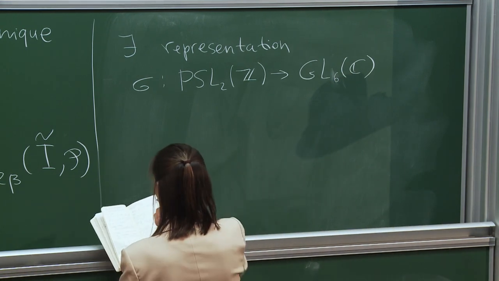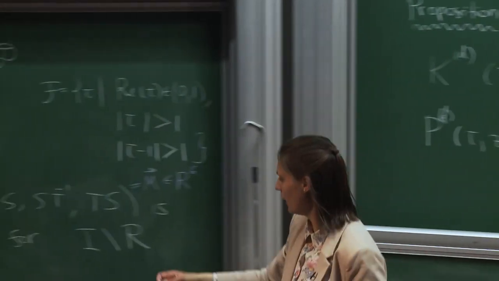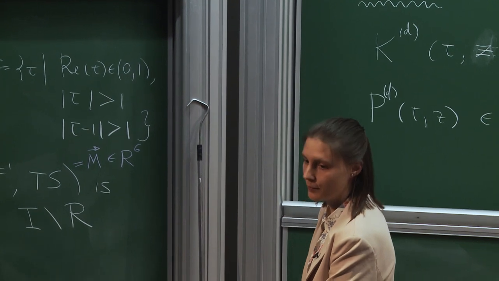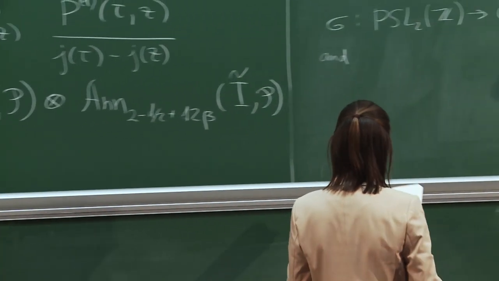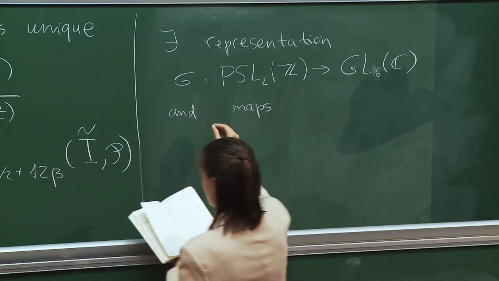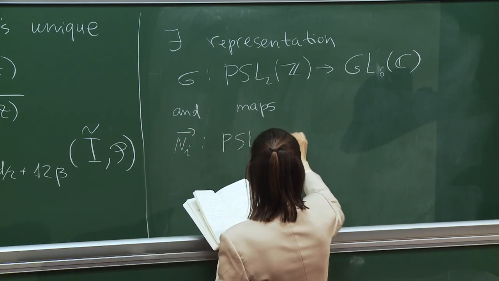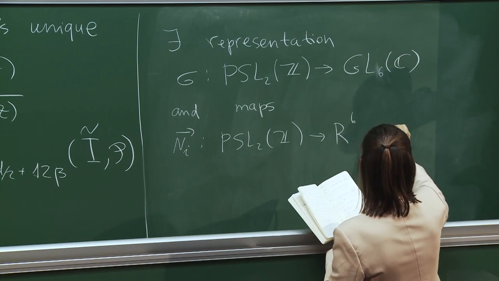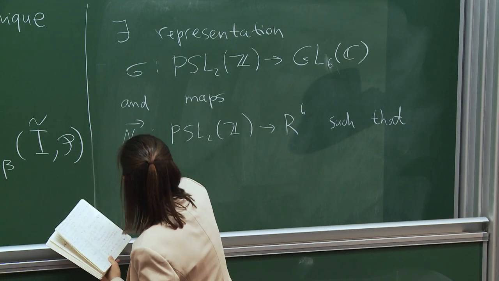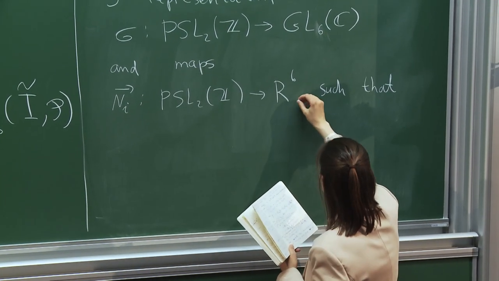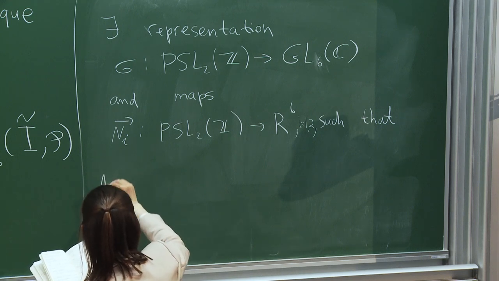And so also we have the following maps. Remember that last time I discussed that this ideal I is freely generated by these two elements, t minus 1 squared and s t minus 1 squared. And so therefore we have the following two maps. We write them as n_i, going from PSL2Z into R^6, where i equals either 1 or 2. And we define these maps in the following way.